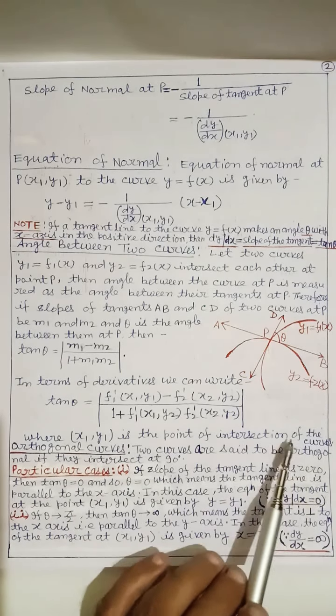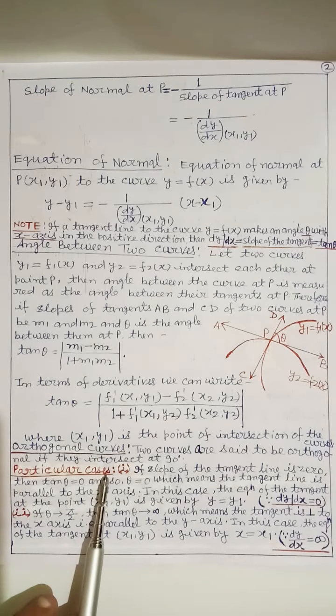Now we discuss orthogonal curves. This is also very important. Two curves are said to be orthogonal if they intersect at 90 degrees. Here, if theta becomes 90 degrees, then these are called orthogonal curves. Here, this is also very important.